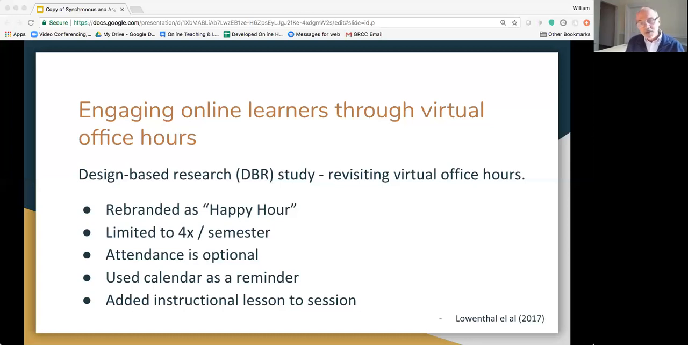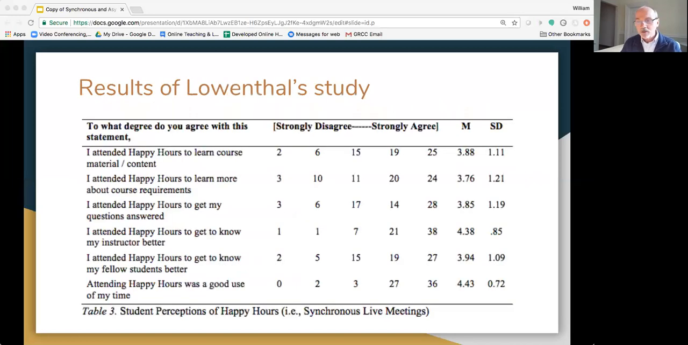And then finally, and this was more of the iterative process, they decided as they went along that they wanted to add an instructional lesson to each of the sessions that they held. And this actually increased the student attendance. Student attendance was pretty high initially, and then as they went through the semester, it dropped off some. That might be expected, but that was what they were learning. As it turned out, it was pretty successful as far as the students were concerned.